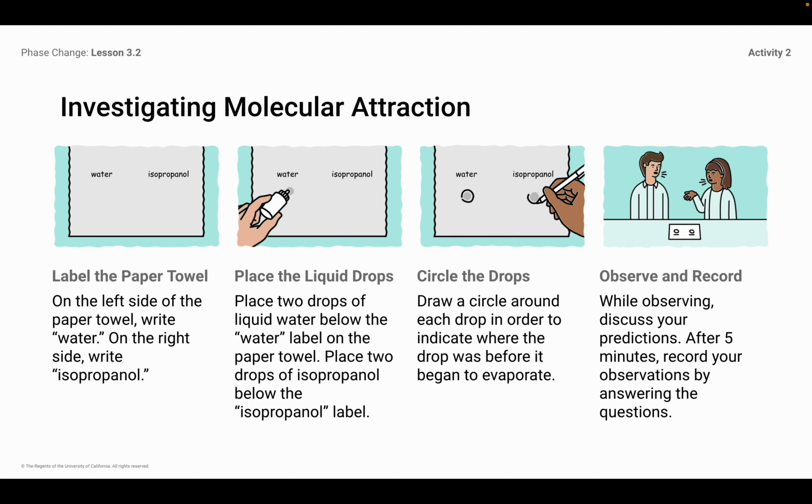Okay, so you're going to take a paper towel. You're going to write the word water and write the word isopropanol.